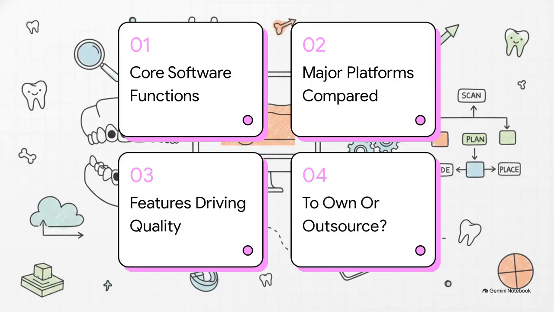Here is our roadmap for today. First, core software functions. Second, major planning platforms compared. Third, features that drive quality. And fourth, to own or outsource.